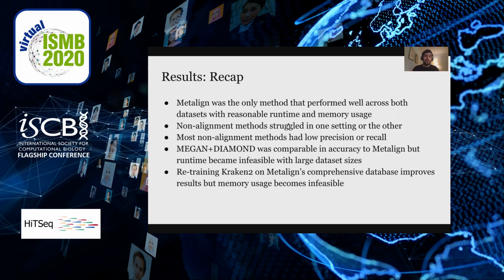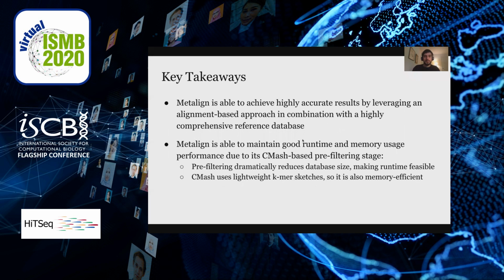So to recap, Metalign was the only method that performed well across both data sets with reasonable runtime and memory usage. Non-alignment methods tended to struggle in one setting or the other, and most non-alignment methods had low precision or recall. Megan, the other alignment-based approach, was comparable in accuracy to Metalign, but the runtime became infeasible with large data set sizes. And retraining Kraken 2 on Metalign's comprehensive database improved the results, but the memory usage became infeasible. And so Metalign is able to achieve highly accurate results by leveraging an alignment-based approach in combination with a highly comprehensive reference database. That makes sense.